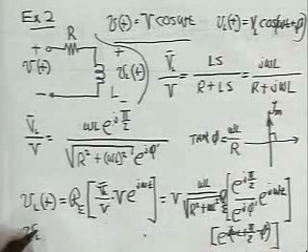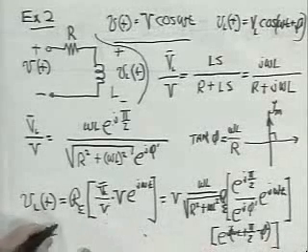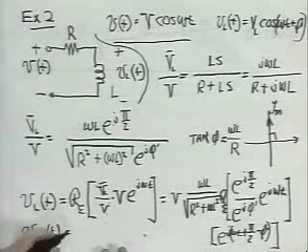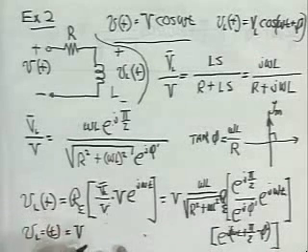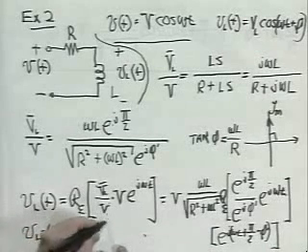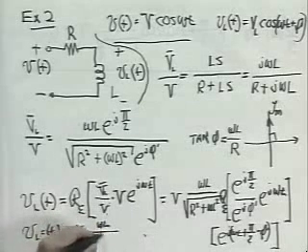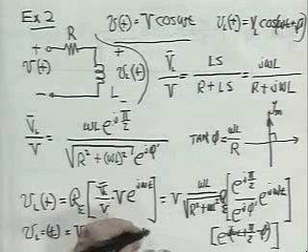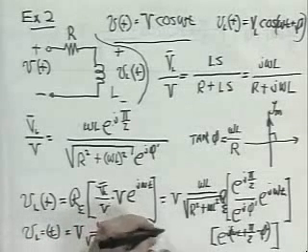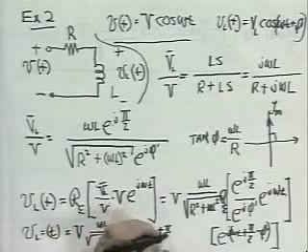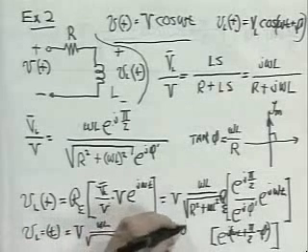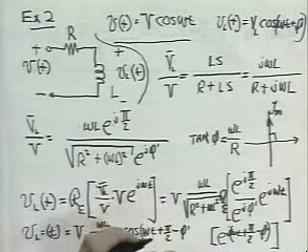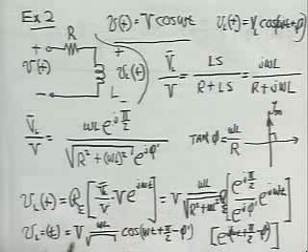The voltage V sub L of t, the real time function, is just the input voltage amplitude times omega L over the radical times cosine of omega t plus pi over 2 minus phi prime. Does that make sense?